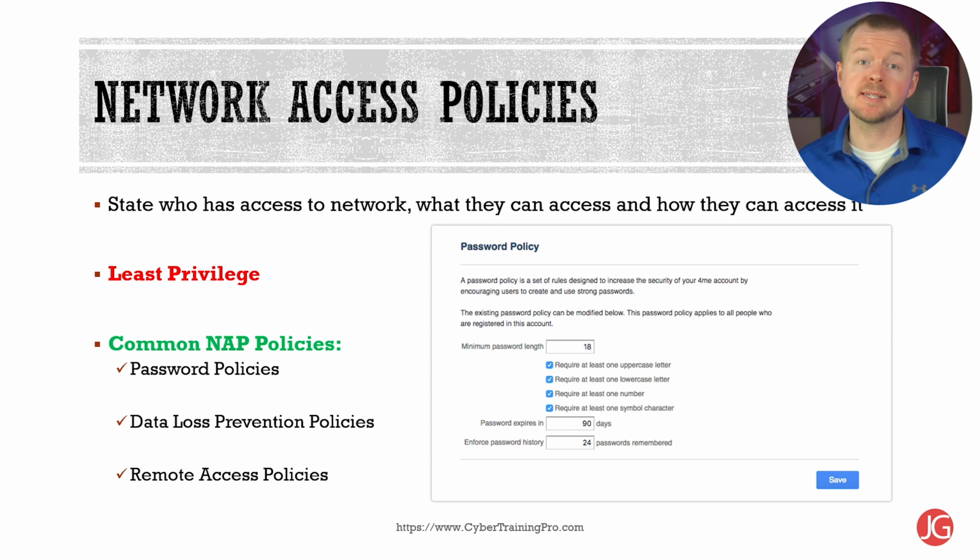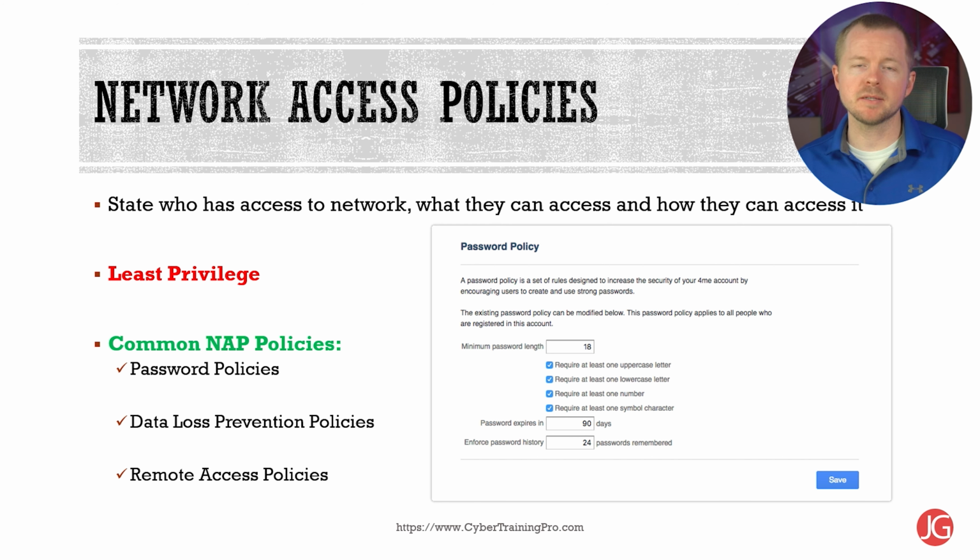Network access policies state who has access to the network, what they're able to access, and how they can access it. These kinds of policies are based on the idea of least privilege, which means that users aren't given blanket access to everything, and their access should be restricted to what they need to do for their job and nothing more. The access is usually broken down with a role-based approach by specific job or department, and the rights are assigned that way instead of assigning them to individual user accounts. This makes the overall management of things more secure and easy to administer.